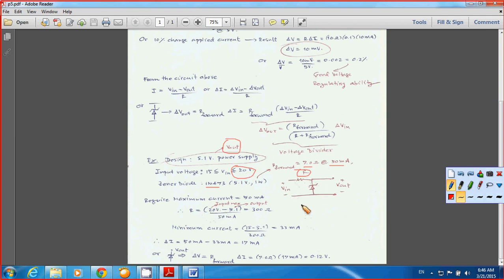So you are here from Ohm's law. R simply becomes V in minus V out over I. So your V in maximum is 20 volt, and your V out, you want V out to be 5.1 volt, and then you have the spec here, the current at 50 milliamps. So you divide by 50 milliamps, you end up with R to be 300 ohms.